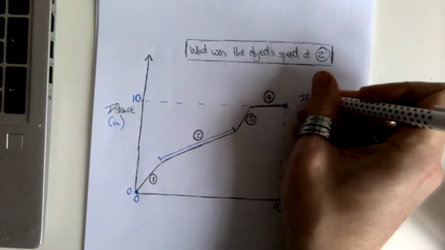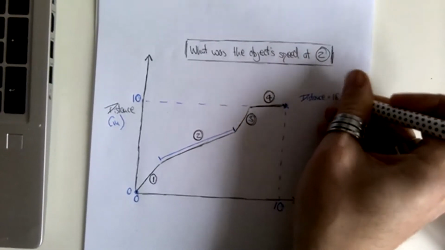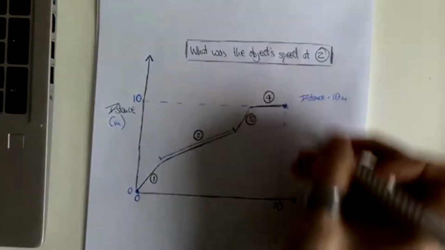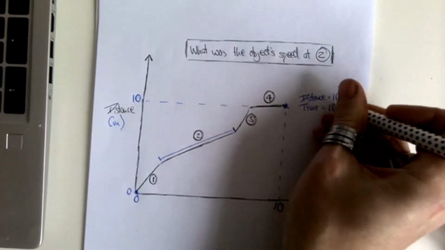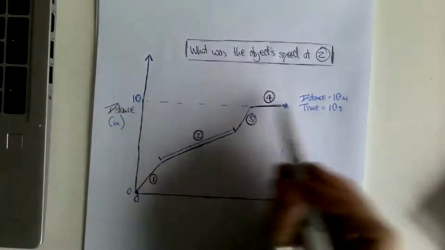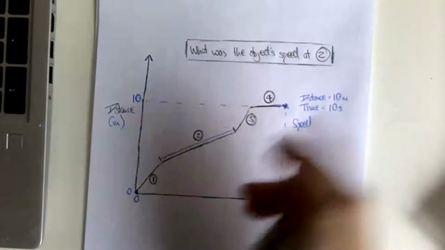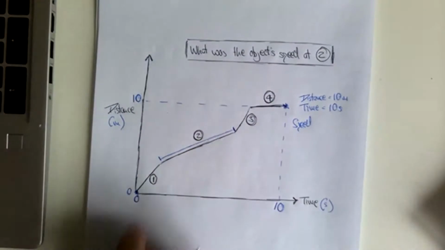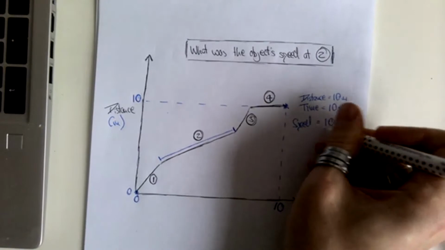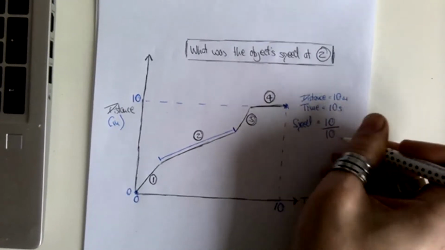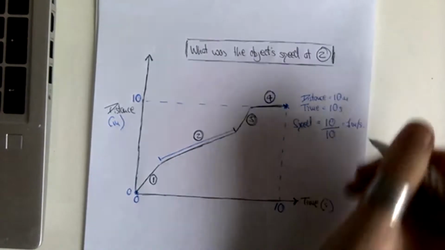So our distance equals 10 meters. Our time equals 10 seconds. So overall, the average speed of the object for the entire journey, the entire length of time that it took and the entire distance that they traveled would be the final distance, 10, divided by that final time, 10, would be 1 meter per second.